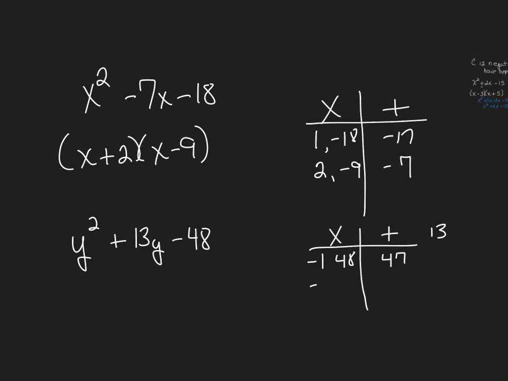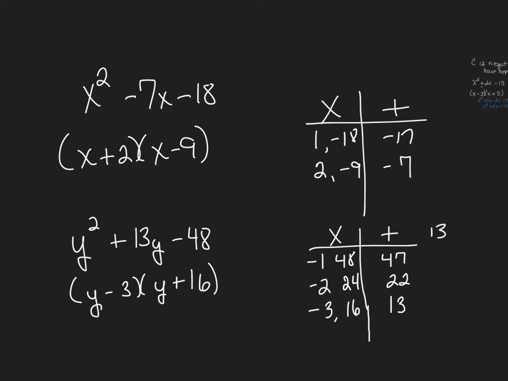We could do negative 2 and 24. Well, that gives me 22. That won't work. We could do negative 3 and 16. Well, negative 3 plus 16 is 13. So we have y minus 3 times y plus 16.